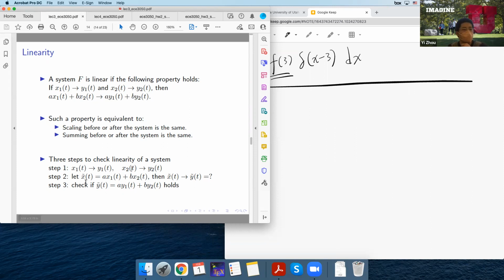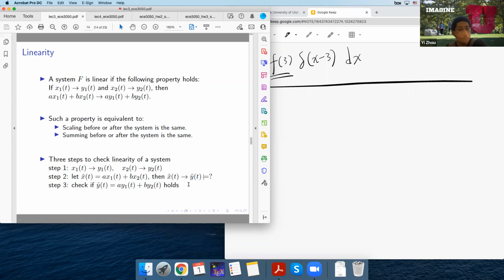In step two, we create an input signal x tilde that is a linear combination of these two input signals. Here the linear combination can be arbitrary, so these A and B are arbitrary numbers. And then we feed this combined signal x tilde to the system, and following the system equation, we get the corresponding output, y tilde t.